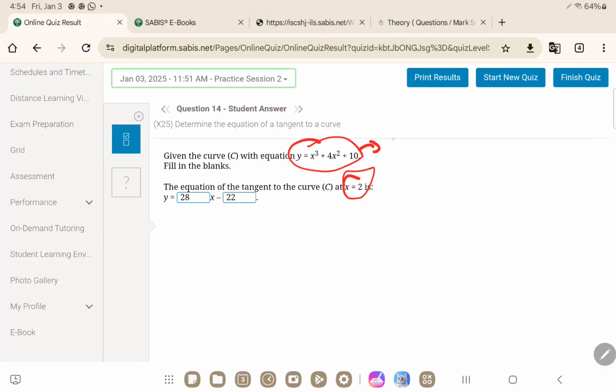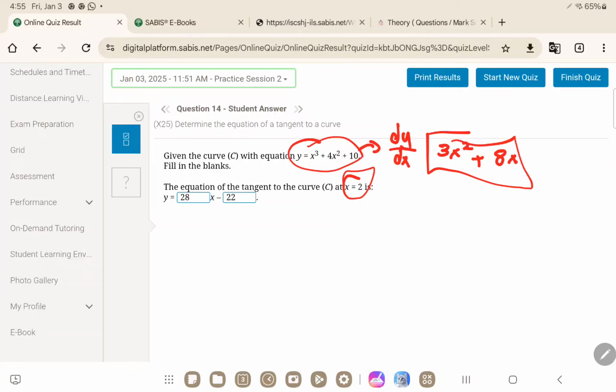How to do that? We do the thing we learned, which is dy over dx. If you don't know how to differentiate, Tariq made a long video about it. You can go and watch that. So 3x squared plus 8x, and 10 always differentiates to 0, or like any constant differentiates to 0. So this is your new equation.